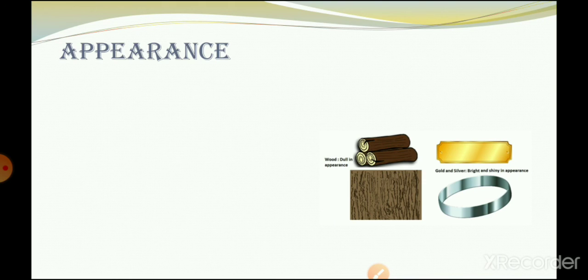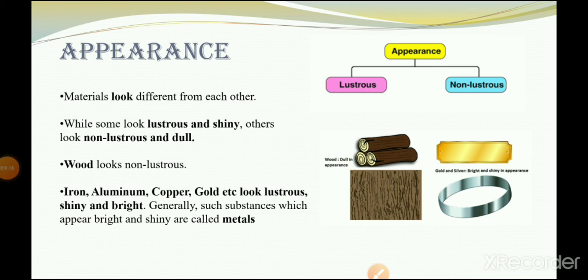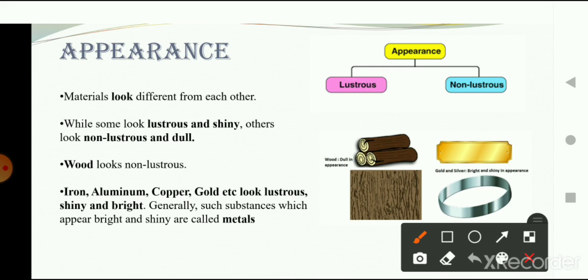So what is appearance? There are different materials which look different from each other. Let's take an example. We know that paper looks different from a cloth. The first property according to which we can sort different materials or objects is appearance. So what is the meaning of appearance? Appearance means the look of the material. The look that the material has is what you can call its appearance.